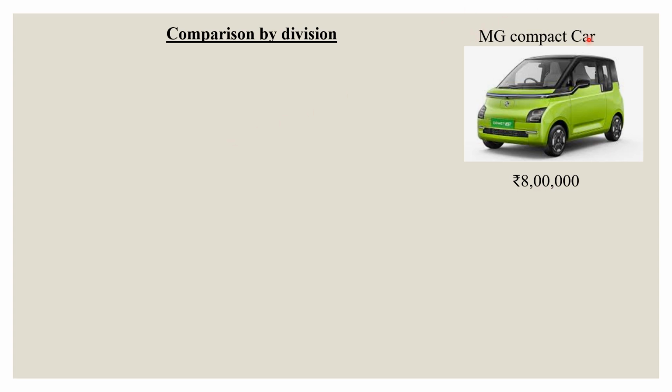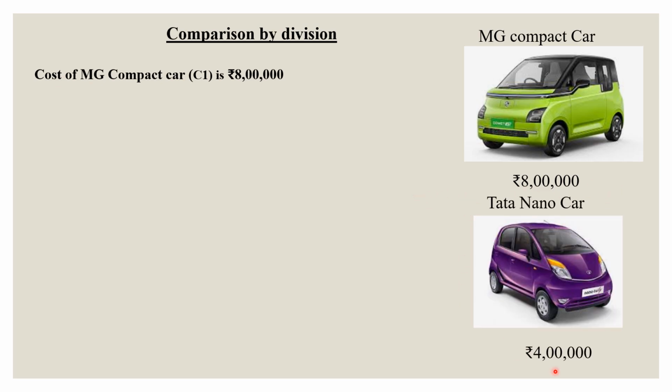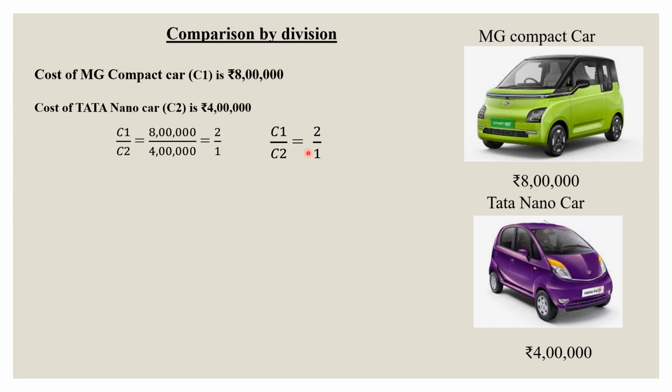So comparison by division. I went to a car showroom and I saw an MG compact car. The cost of that MG compact car was 8 lakh rupees. I have denoted that cost as C1. Then I went to another car showroom and saw a Tata Nano car. The cost of that car was 4 lakh rupees and I have denoted it as C2. Now when I divided their costs, I got C1 by C2 as 2 by 1. And when I cross multiply, I get C1 is equal to 2 into C2.